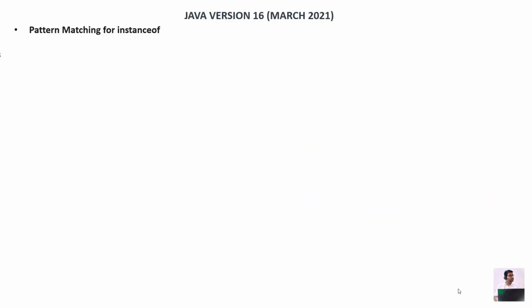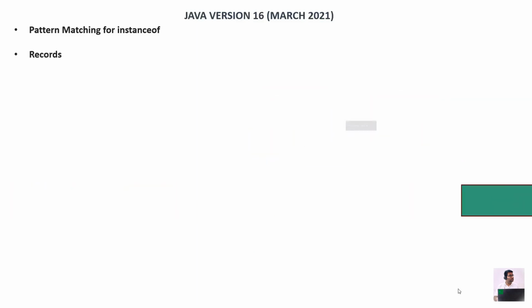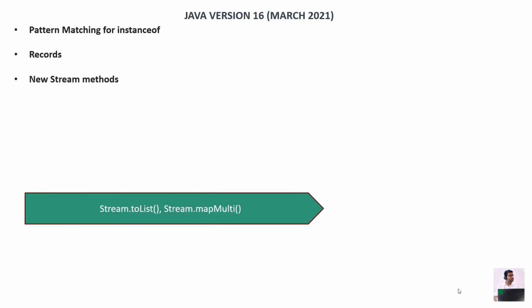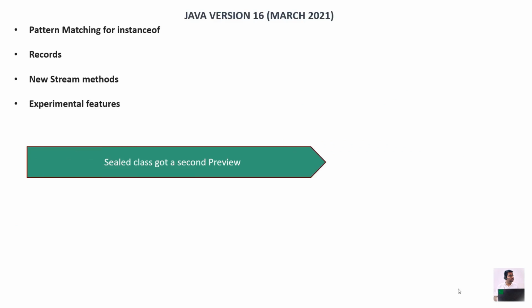Next, we got records. In Java 16, record also became production ready. We got new stream methods in Java 16, like stream.toList. This is to terminate a stream into a list, and we got stream.mapMulti. This is to merge collections contained in a stream into a single collection. We got experimental features like sealed classes, which got a second preview.